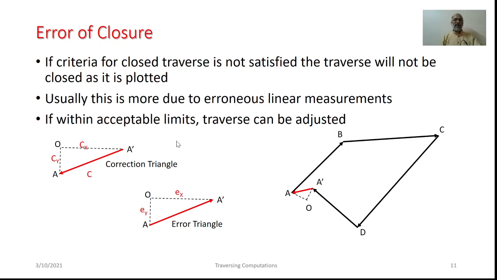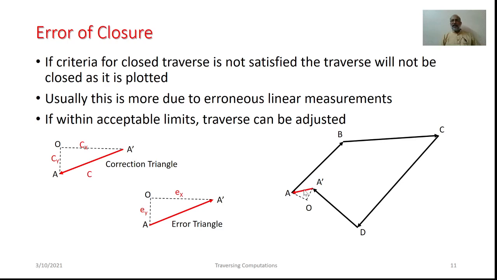So, as we discussed previously, if the error of closure is within acceptable limits, the traverse can be adjusted. Here, as you see, we started from this particular station A, we followed the links BC, CD, DA. That means we have closed the work practically on station A, but as we plot this particular traverse, the station which is plotted for A is not A but A dash.